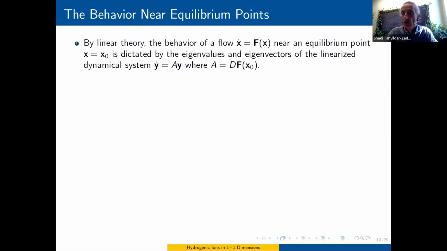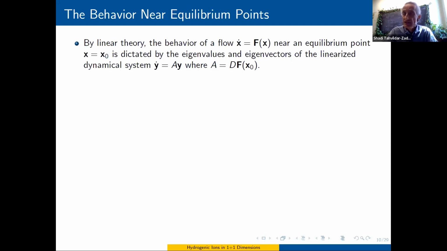And now what do you do next? After you find the equilibrium points, then you need to do a linear analysis to understand what the flow looks like near each equilibrium point. And there's a standard theorem that you learn in ODEs, that the behavior of the flow near the equilibrium point is controlled by the eigenvalues and eigenvectors of the linearized system. When you take the right-hand side and you linearize it, right? So you have the matrix of partial derivatives of the vector field, and the eigenvalues and eigenvectors of that dictate the flow.